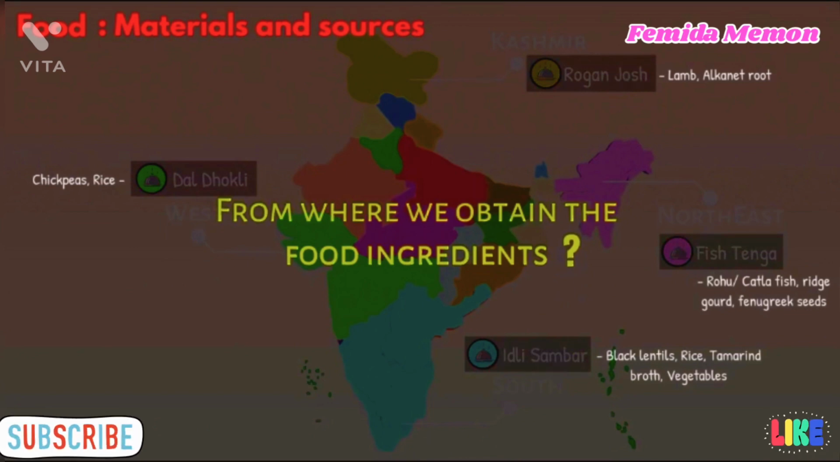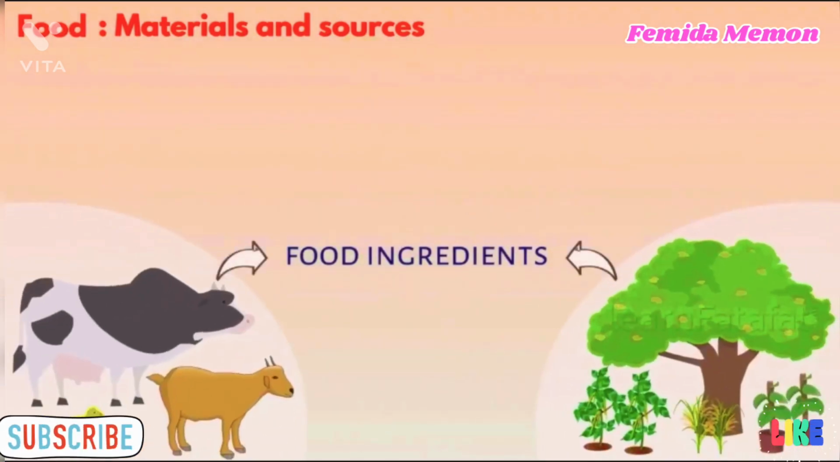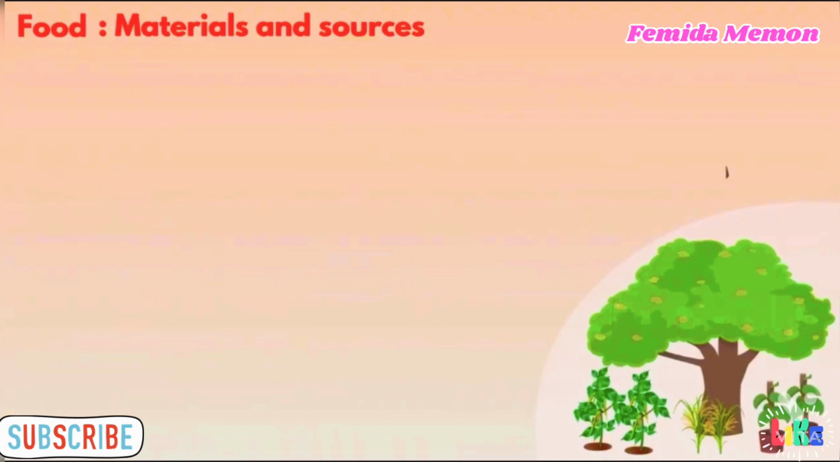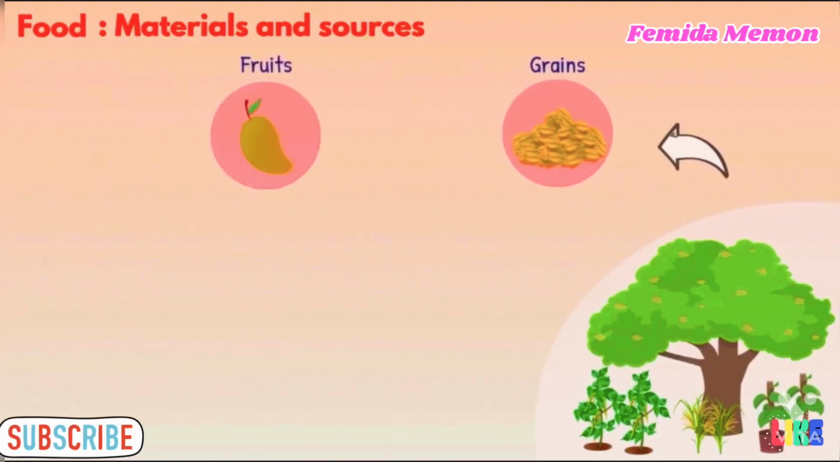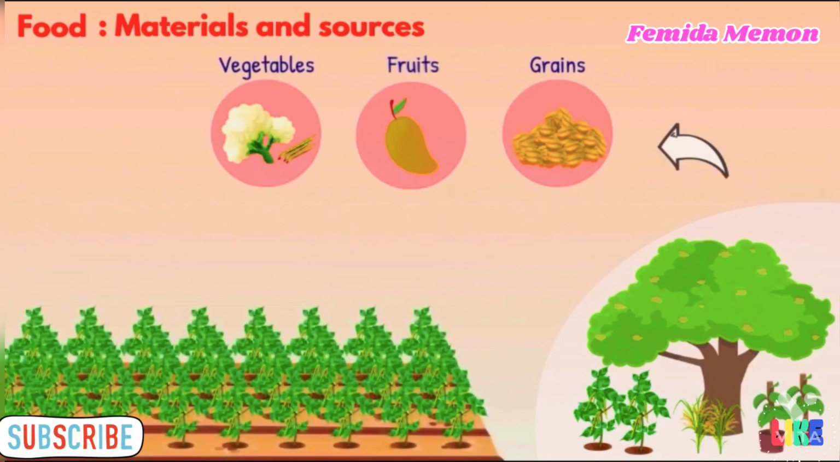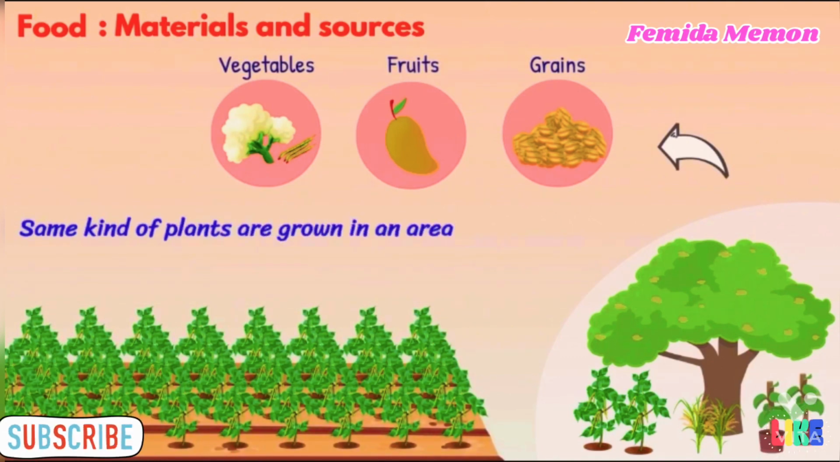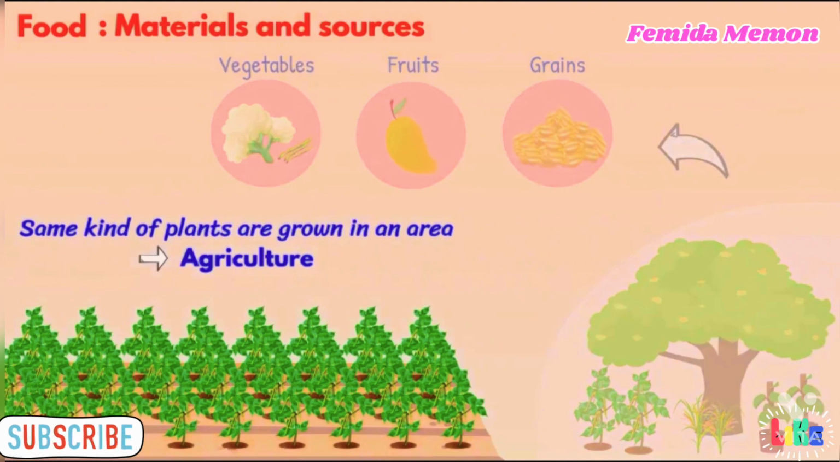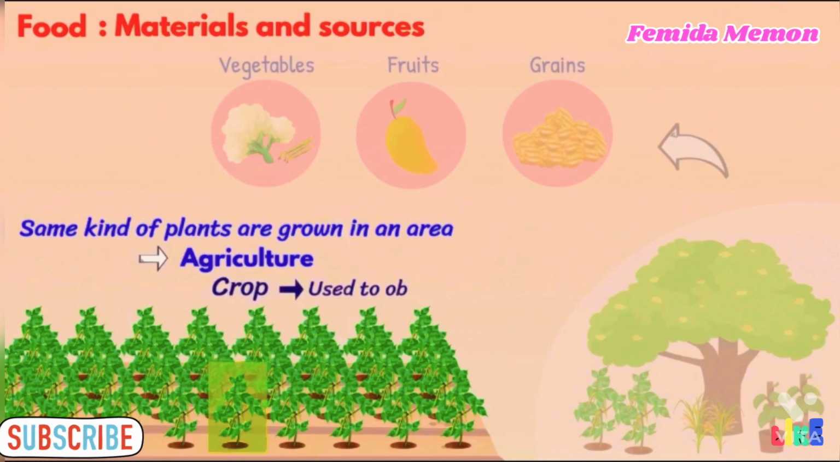Primarily, the food ingredients are obtained from plants and animals. From plants, we obtain grains, fruits, vegetables, etc. For obtaining these materials, the same kind of plants are grown in an area. We call it agriculture. The plants grown in an agricultural area are called crops. The crops used to obtain food are called food crops.